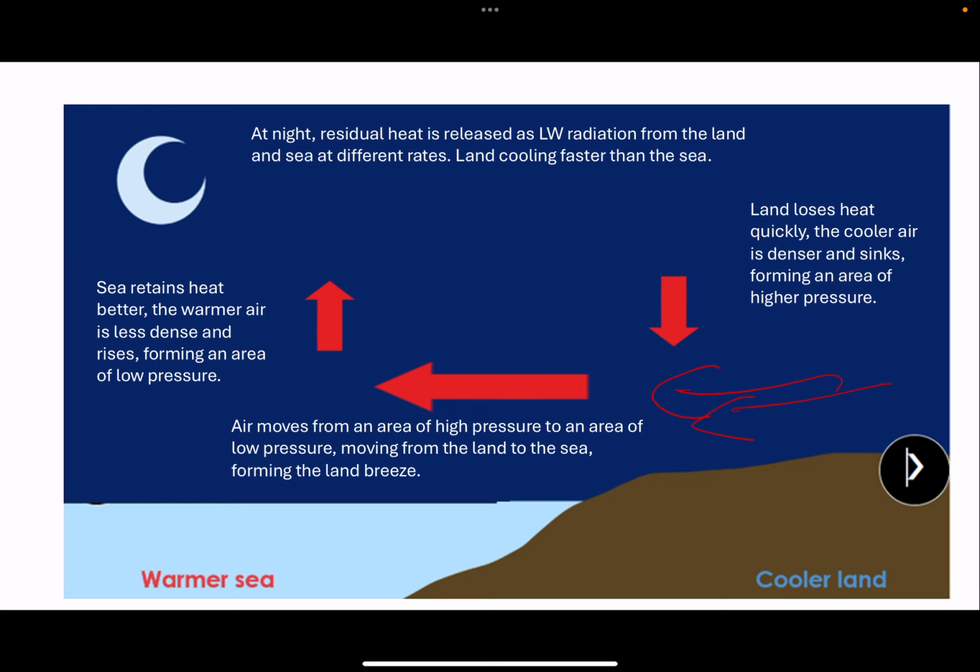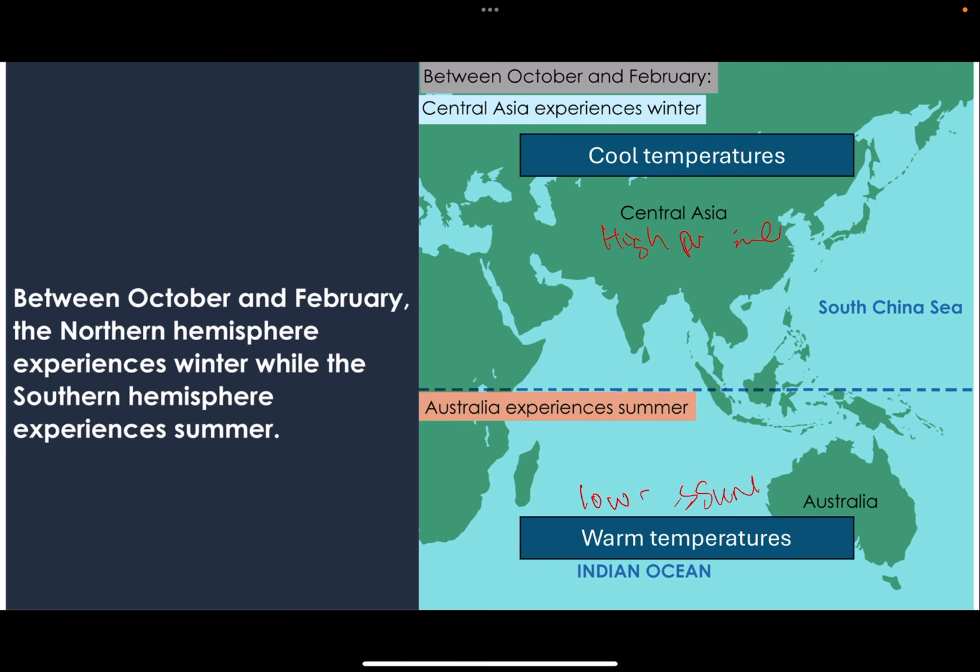The second one, of course, is the reverse, right? At night the sea retains the heat a bit more than the land. Land, therefore, is cooler. The air above the land is cooler, it sinks down. The air above the sea is warmer, so it rises up. And consequentially, the air will move from high pressure to low pressure again, moving from the land to the sea, creating the land breeze at night. So that is the fundamental concept for land and sea breeze, right?